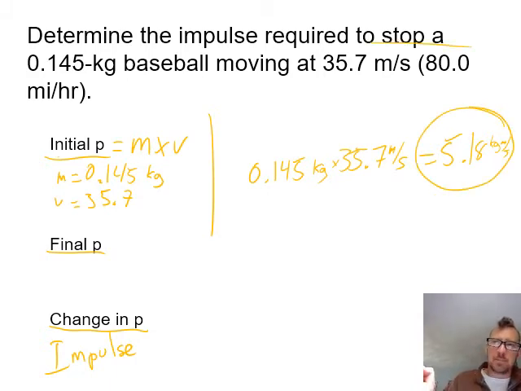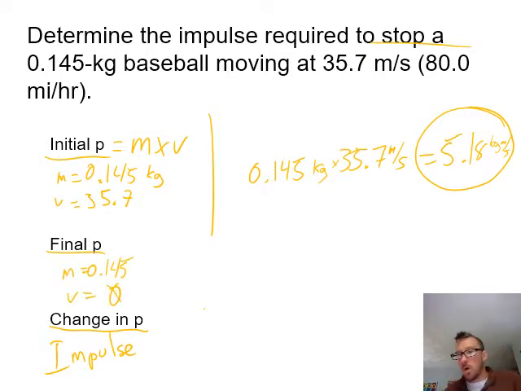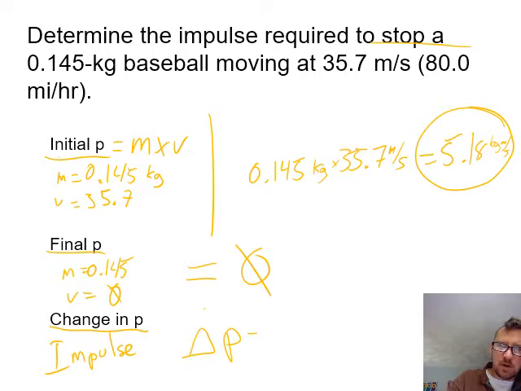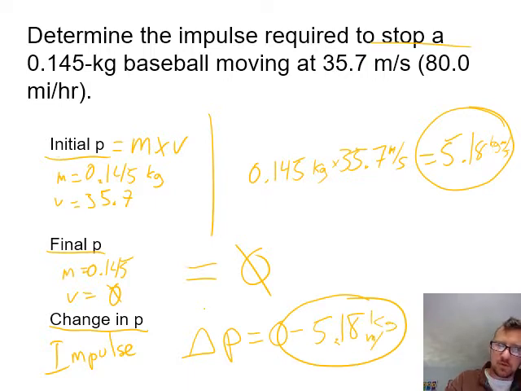If it comes to a stop, the mass doesn't change, the velocity does. You've got a mass of 0.145, a velocity of 0. You don't have to punch the numbers in because the final momentum is 0. So what happened to your momentum? You started with 5.18, you ended with 0. Your change in momentum or impulse is final minus initial, or negative 5.18 kilogram meters per second.